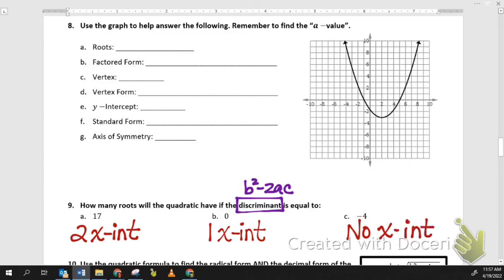Right. Huh? I have another copy of this, absolutely. Yep.